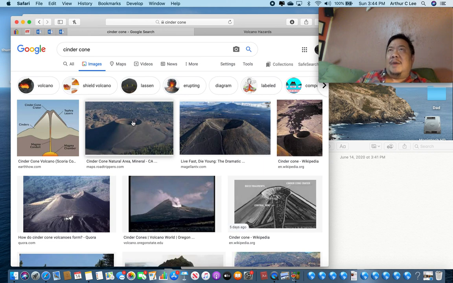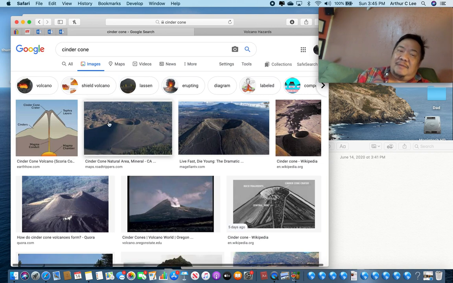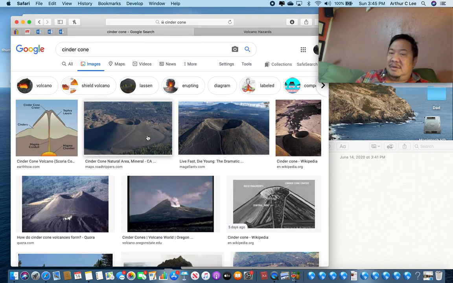Shield volcanoes can erupt for millions of years. Composite volcanoes can erupt for millions of years. So to form a composite or shield volcano, it could take hundreds of thousands or millions of years to form that volcano. Cinder cone, on the other hand, can form in days or even, at the most, weeks. So it's just a small, steep-sided volcano made of scoria with a crater on top. That's called a cinder cone.